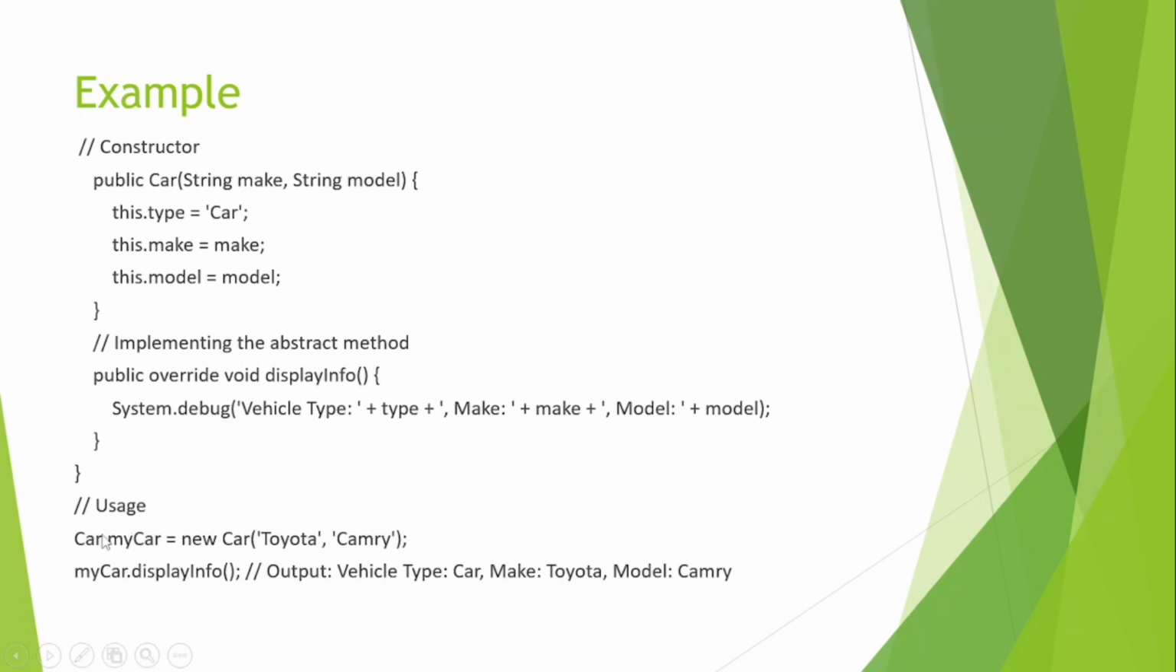So, when we are creating the myCar instance with Toyota and Camry, myCar.displayInfo output will be Vehicle type Car, Toyota and Camry.